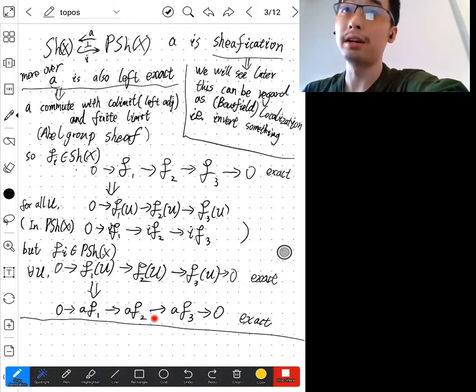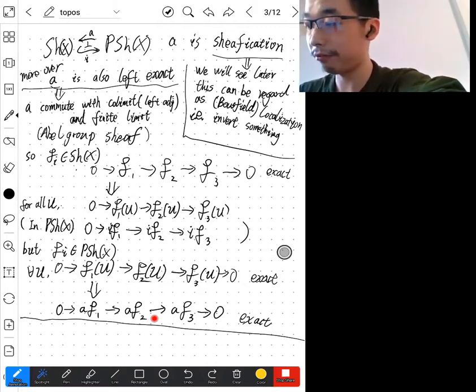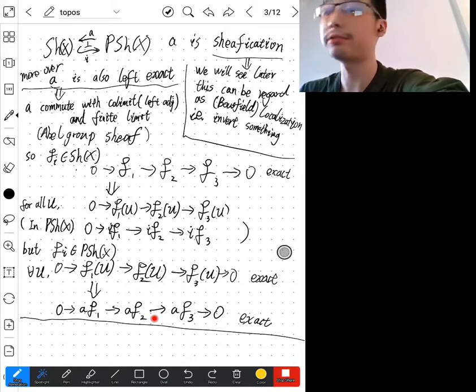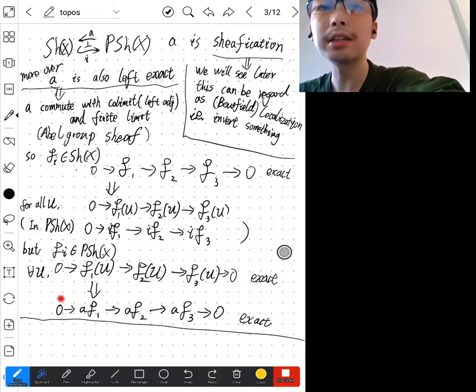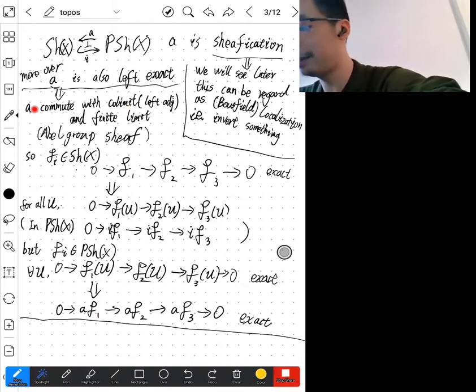So this is maybe a first result of sheaf theory. That is to say, A is left exact. Just by the property of a left adjoint, we would only get right exactness, not that this part is also exact. So this exactness here is really a property of A.